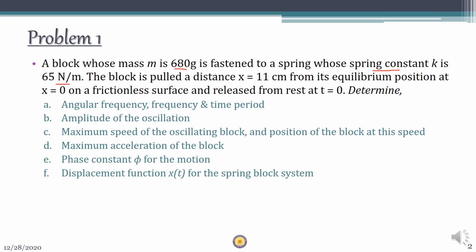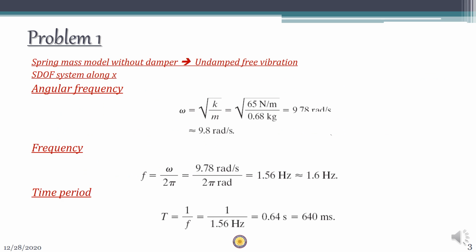So this is a free undamped vibration case, and you are asked to find all the parameters related to it. Starting with angular frequency, cyclic frequency, time period, then amplitude of motion, maximum speed, maximum acceleration, phase constant, and finally you have to write out the displacement function c sin omega t, after finding the value of c, the phase constant phi, and omega. To start with, we'll find the angular frequency omega, which is equal to root k by m.